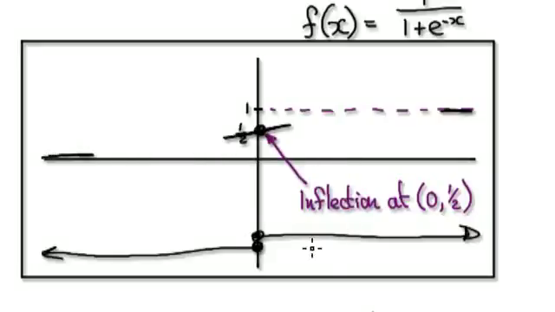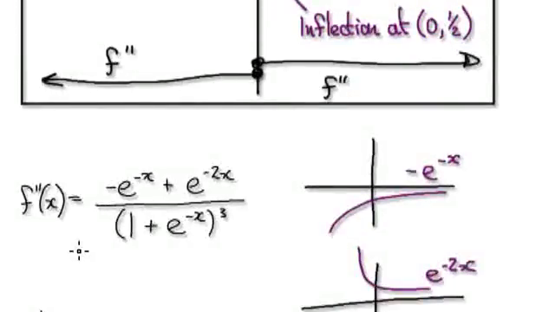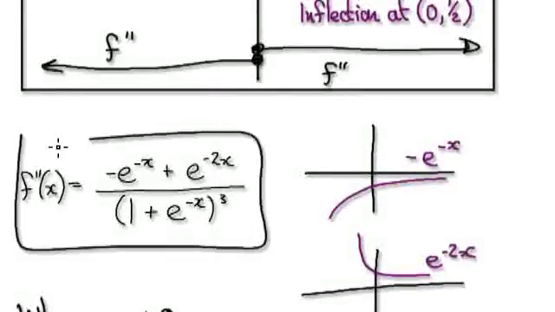And then we will need to consider f double prime in this region. So let's consider the negative region first. Let's look at this thing here. This is our f double prime here.